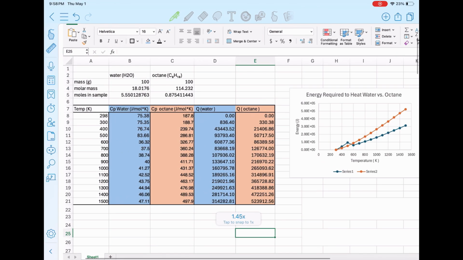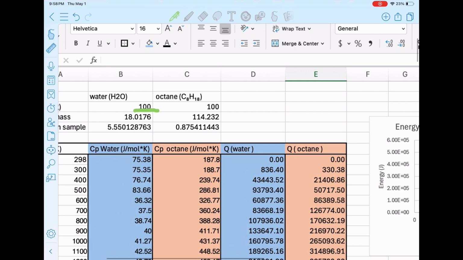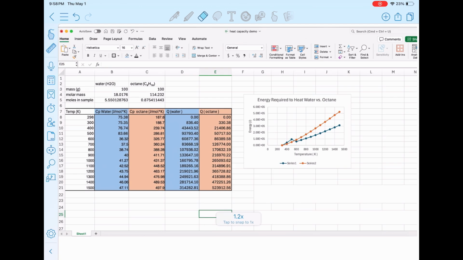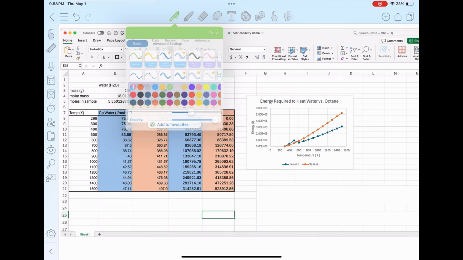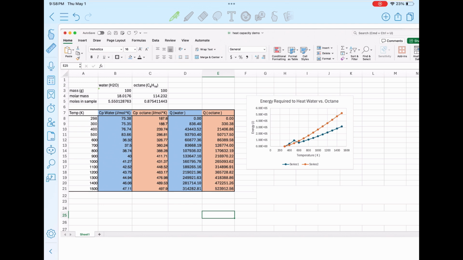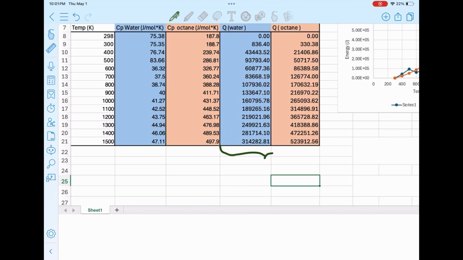Okay, so here you can see an Excel I made comparing water and octane. And you can see I decided to compare a 100-gram sample of each. However, since the molar specific heat that I used included moles, I decided to convert the mass sample into the amount of moles in that sample.